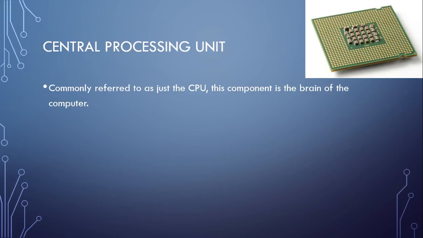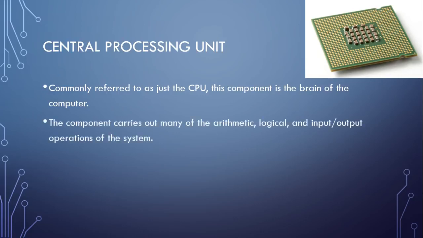And in fact, when I talk about a CPU, this is what I'm referring to. I'm not going to say central processing unit every time because it's easier just to say CPU. Now, this component of the computer is referred to as the brain of the computer. And when we say it's the brain, that means that it's carrying out many of the arithmetic, logical, and input-output operations of the system. So a lot of those basic things happen here in the CPU.